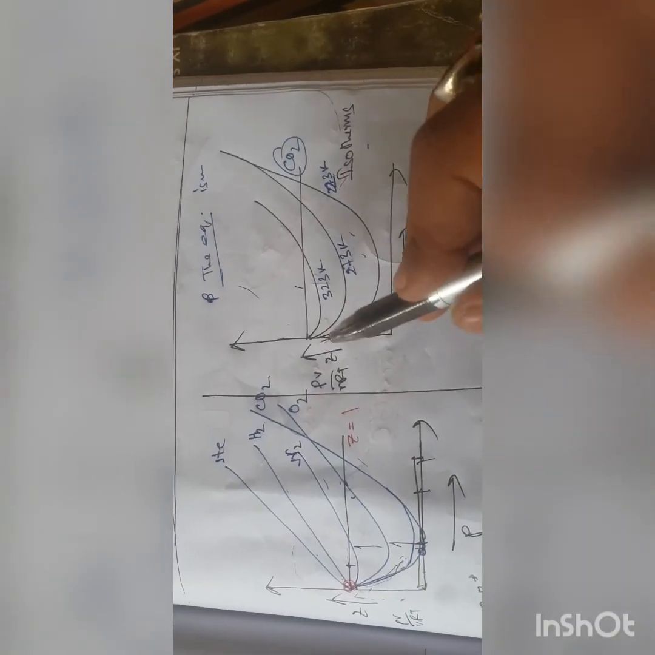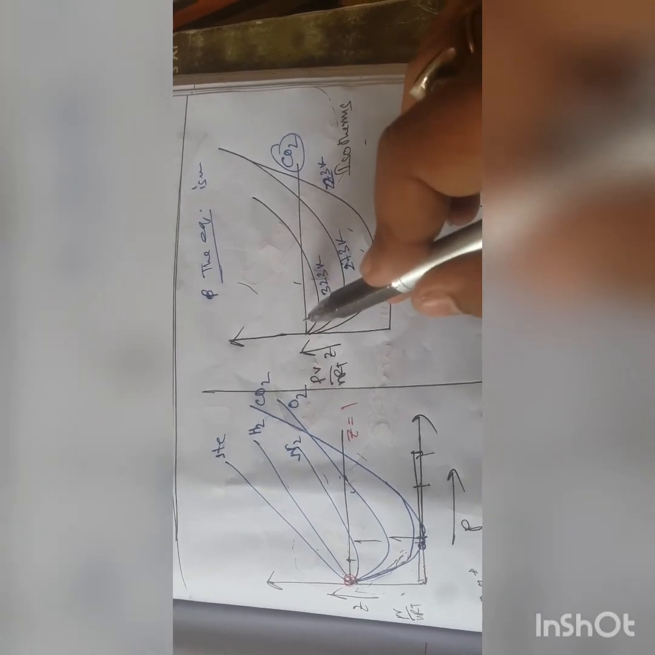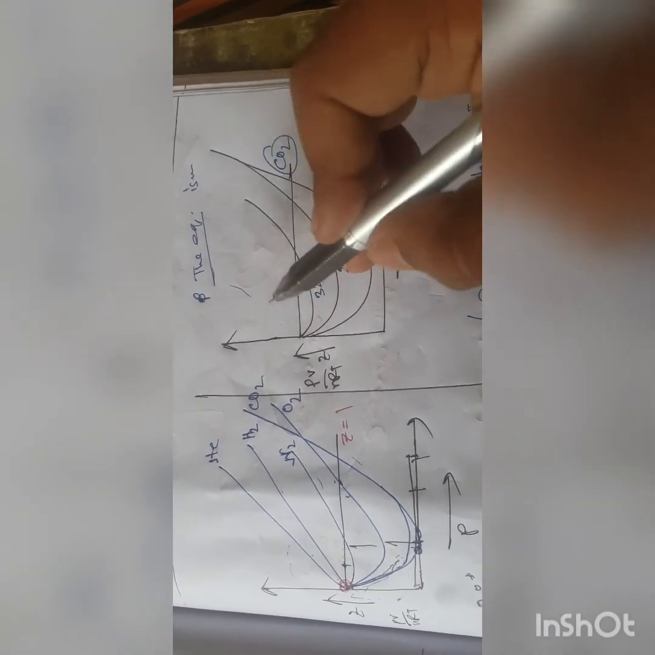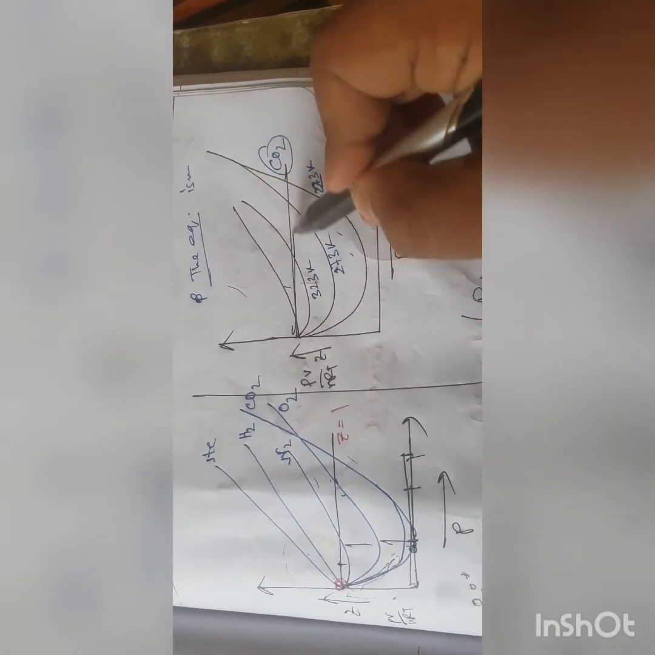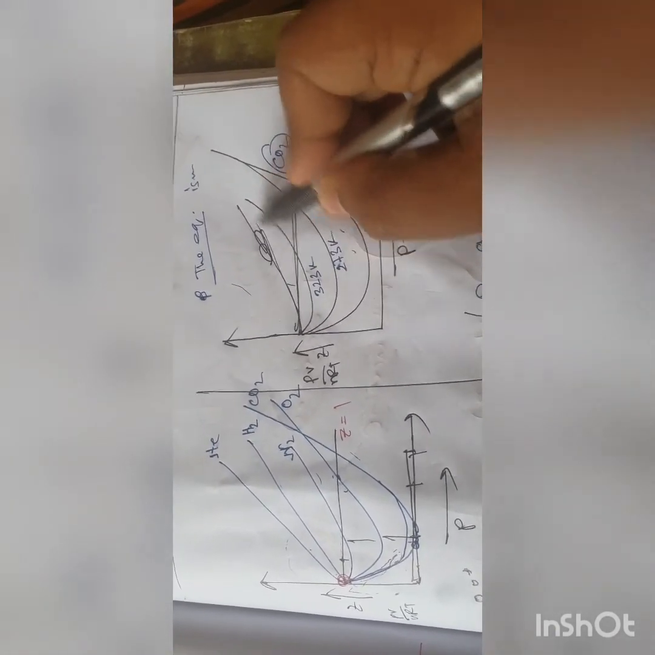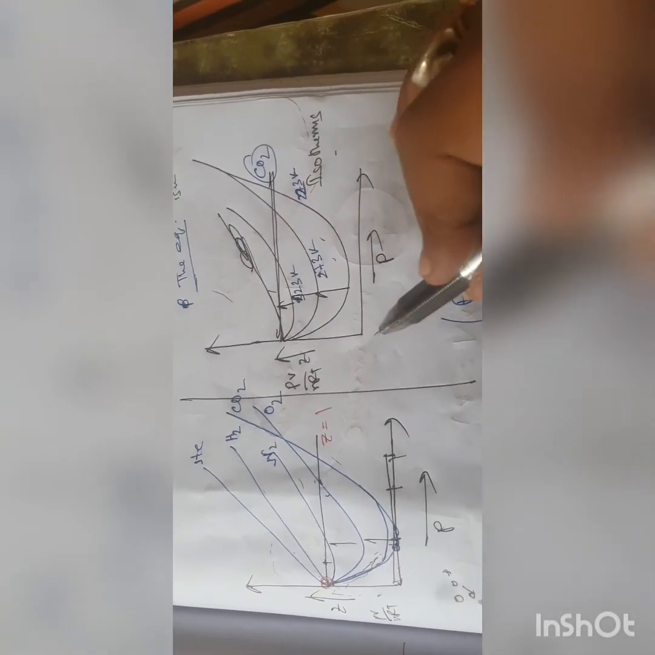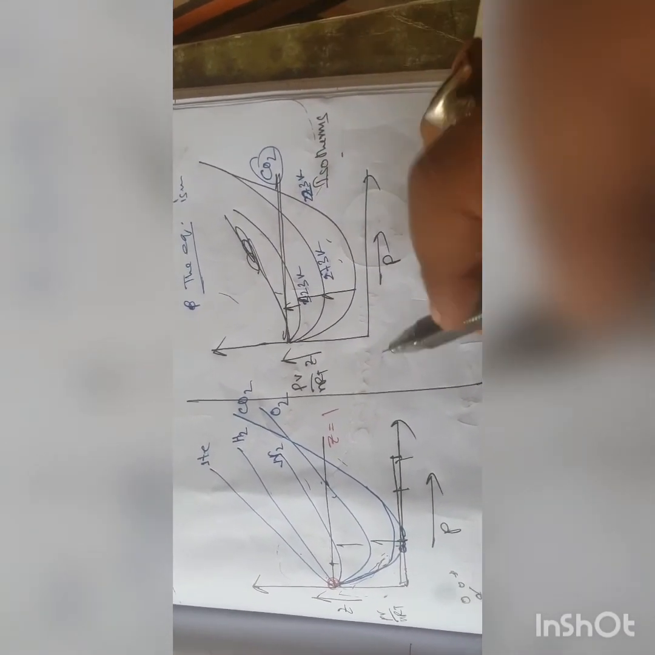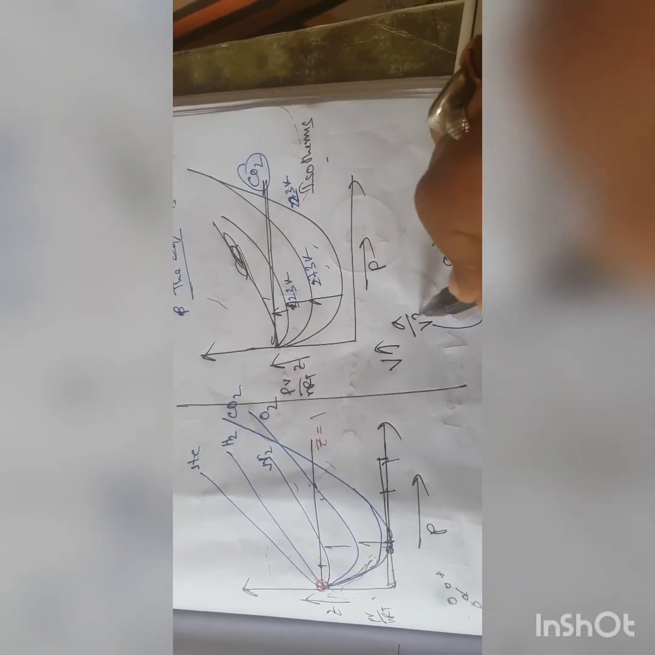One more thing: why, due to a decrease in temperature, is it shifting more towards the ideal value? And if you even increase the temperature it will go towards the ideal value only. Why is it shifting towards the ideal value? The reason is that at higher temperatures the volume is becoming so large that the factor a by V square can also be neglected.